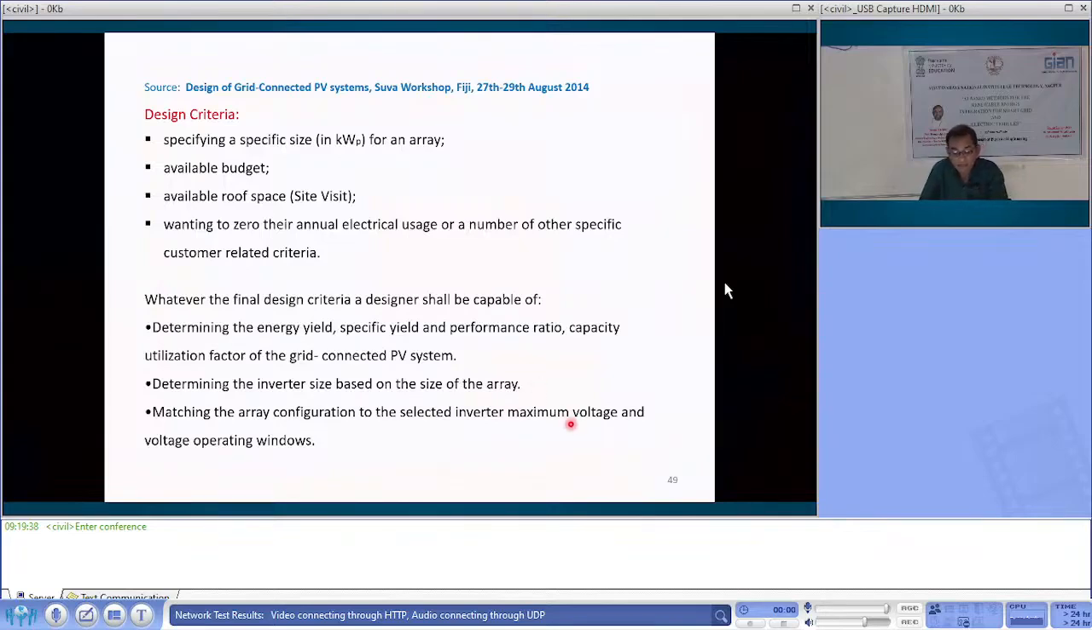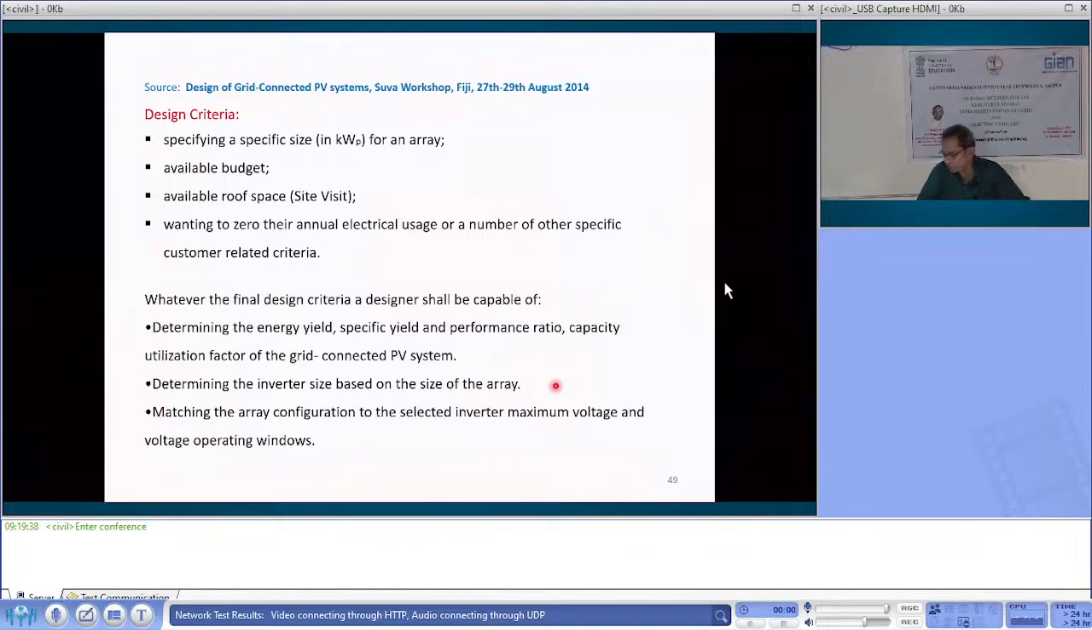Okay. Then what is the final designer determining energy yield? We are going to share with you the formulas for this. Then inverter size based on the size of the array. How to decide what should be the input voltage feeding to inverter? There is some range, MPPT range. Matching the array configuration to selected inverter maximum voltage. That's what I am talking about.